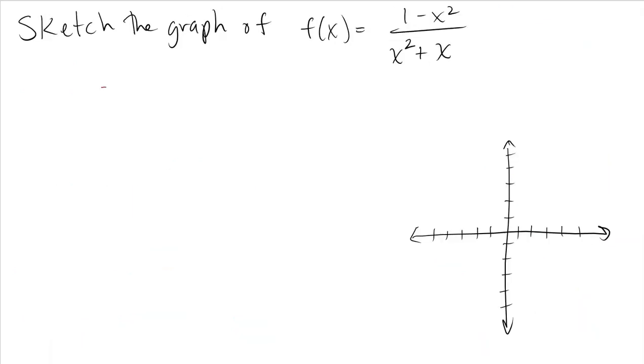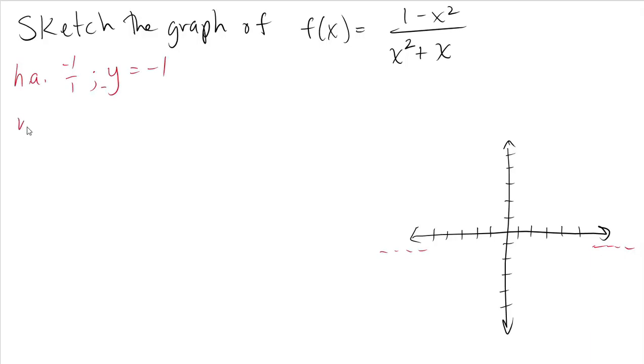Let's try another one. It says sketch the graph of f of x equals 1 minus x squared over x squared plus x. So I like to look for the asymptotes first. I notice that the degree of the numerator and the degree of the denominator are the same, and so I find the horizontal asymptote by taking the ratio of the leading coefficients. That's negative 1 divided by 1. The horizontal asymptote is the line y equals negative 1. Down here I'm going to draw some dashes to indicate that the function should level off there on the ends.